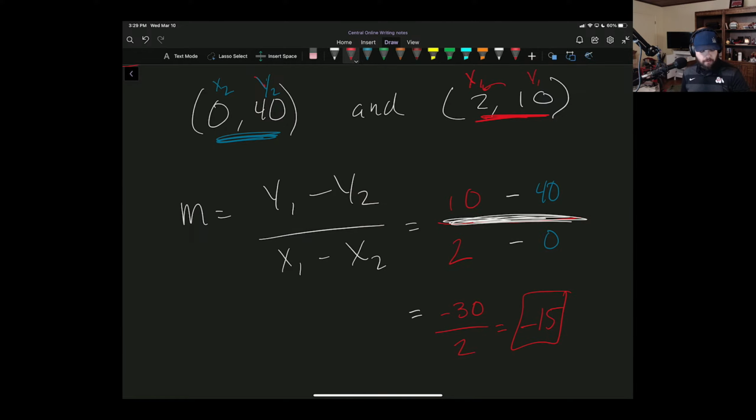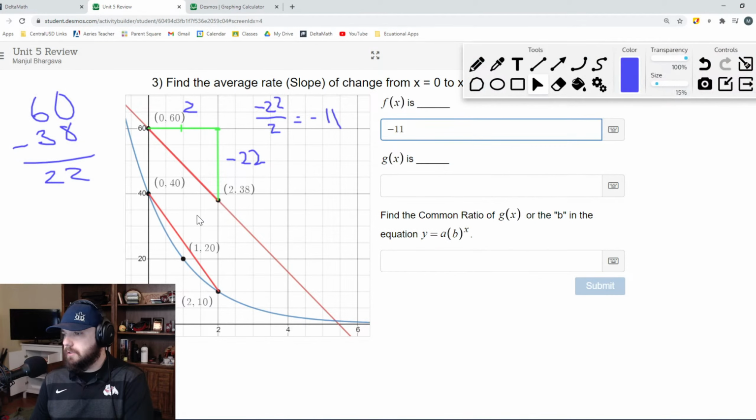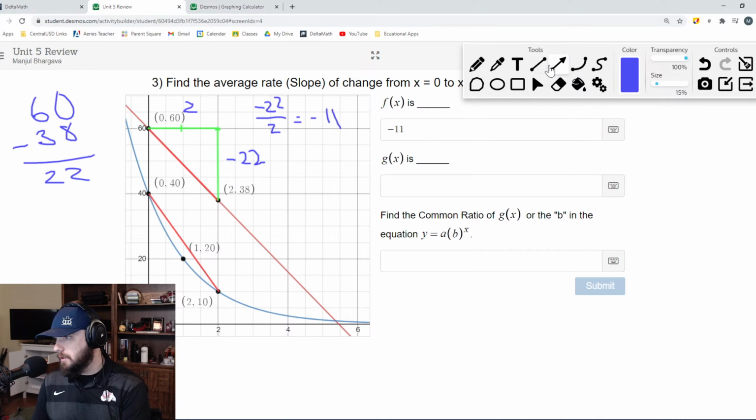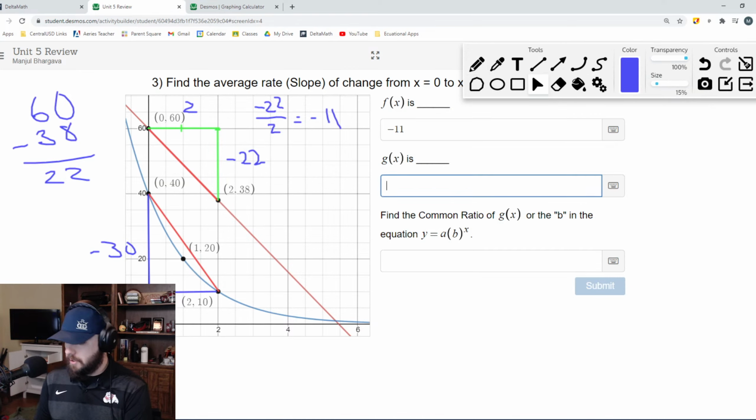If you don't feel comfortable using the formula, you can always use the counting method too. If we wanted to, I can draw another right triangle. So just go down like this, go like this. My run is going to be 2. My rise is negative 30. So again, negative 30 divided by 2 is negative 15. So my slope for this one is negative 15.